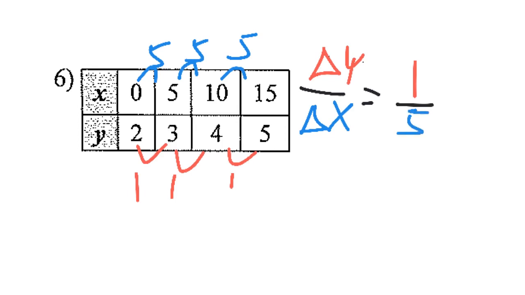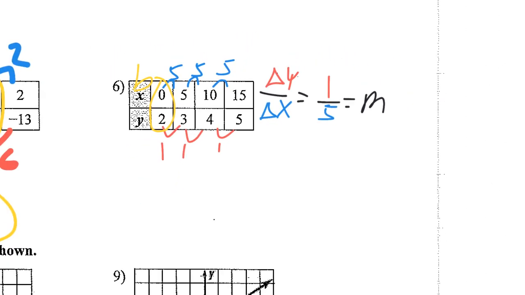Again, this 1/5, that's m right there. My y-intercept is wherever x is 0. So my b is 2. So my equation is going to be y equals 1/5 x plus my b, or that 2 over there.